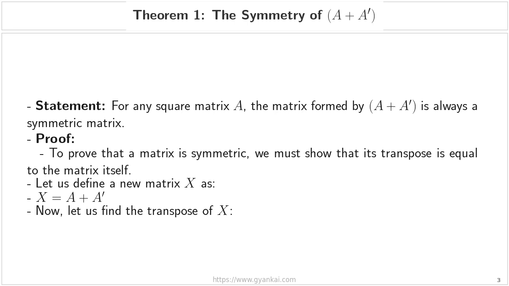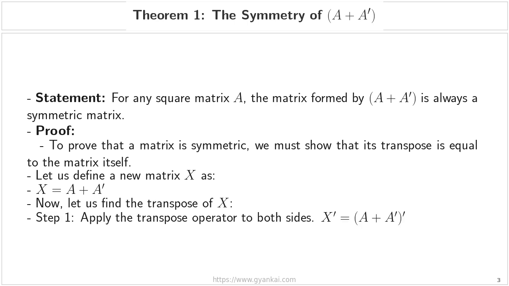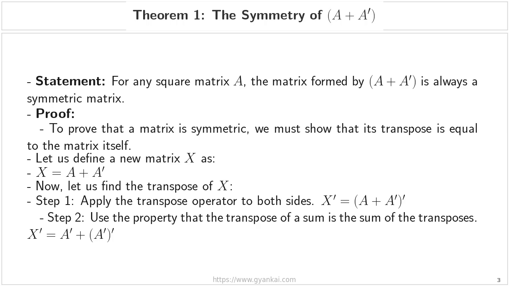In step 1, we apply the transpose operator to both sides of our equation. This gives us X transpose equals the transpose of the quantity A plus A transpose. In step 2, we apply one of the prerequisite properties we discussed in the previous slide. Since the transpose of a sum is equal to the sum of the transposes, we can rewrite this as X transpose equals A transpose plus the transpose of A transpose.